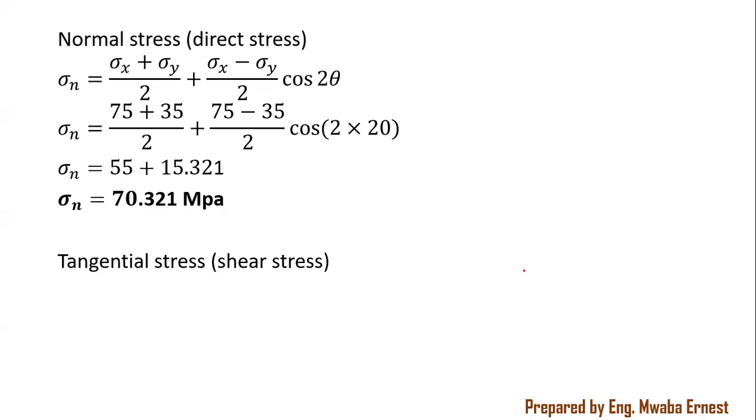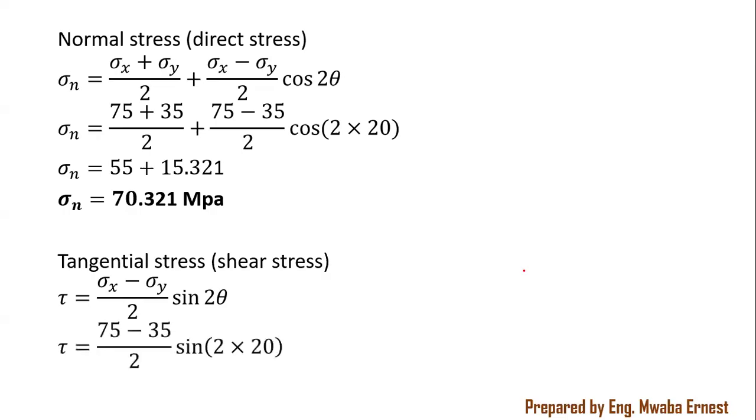Okay, next is the tangential shear stress. It's also part of this, which is stress x minus stress y over 2, then sine 2 theta. So then we have 75 minus 35 over 2 multiplied by sine 2 times 20, giving us a sine 40. Our result is 12.856 megapascals. So this one, we've already done the conversion because the other values were already in some unit, which is easy to get to this.